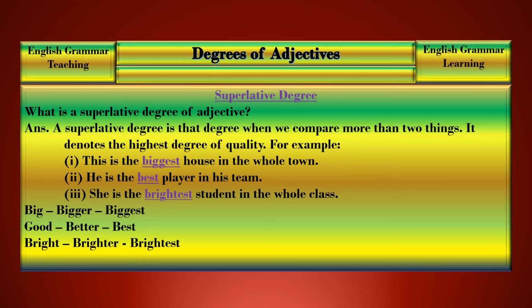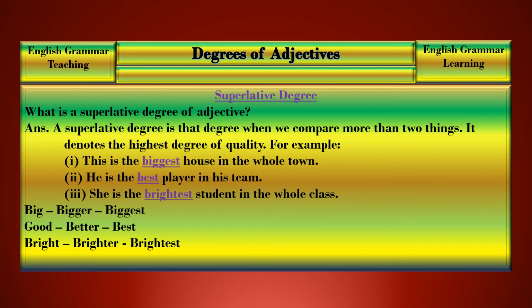Now, superlative degrees. A superlative degree is that degree when we compare more than two things. It denotes the highest degree of quality. For example, this is the biggest house in the whole town. He is the best player in his team. She is the brightest student in the whole class.